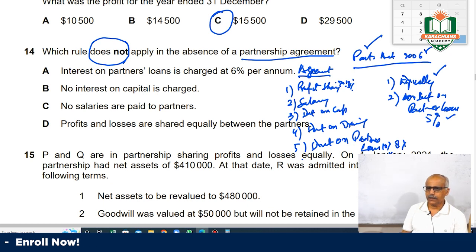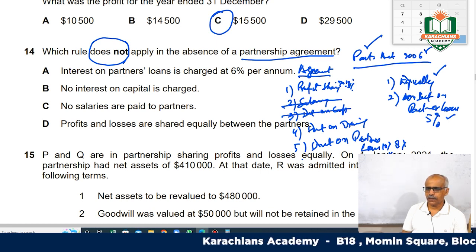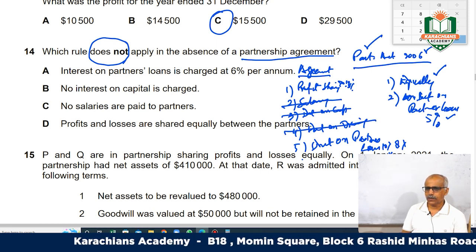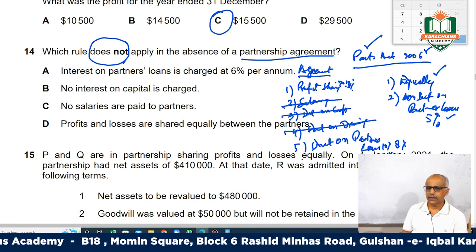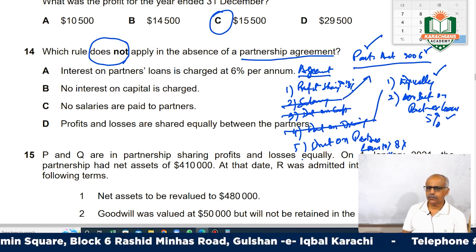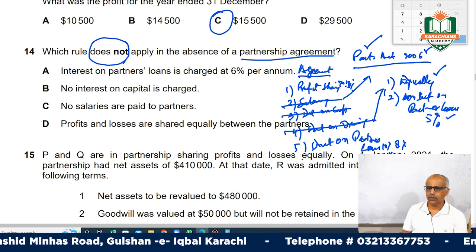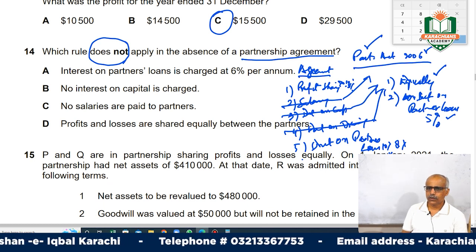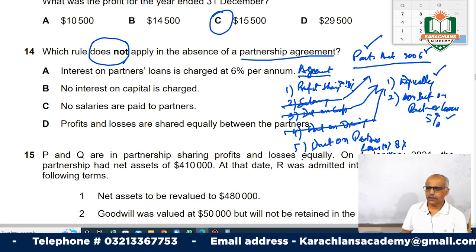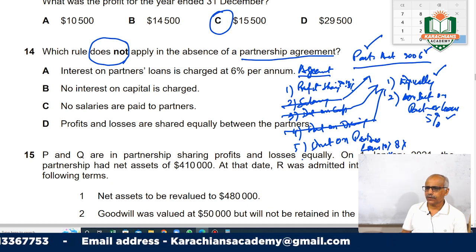Otherwise, the Partnership Act 2006 does not allow salary, does not allow interest on capital, does not allow interest on drawing. All these three, the Act does not allow. Only 2 things, and interest is only allowed at 5%.